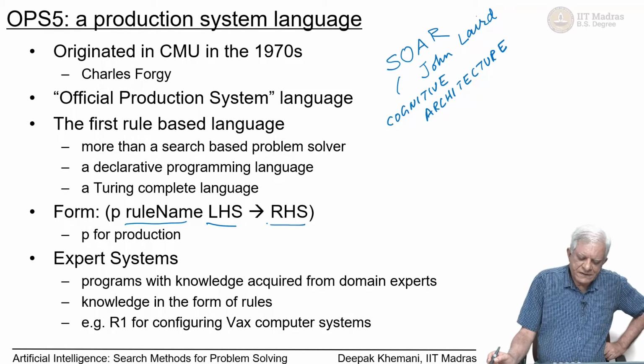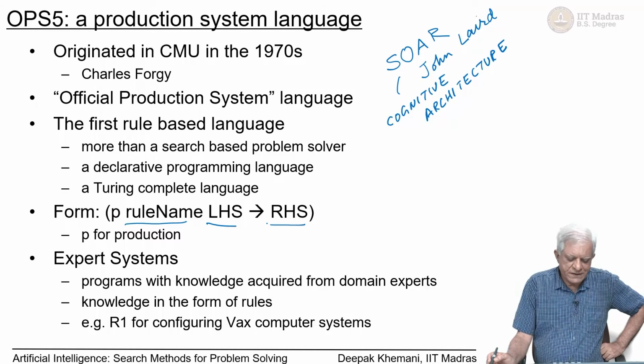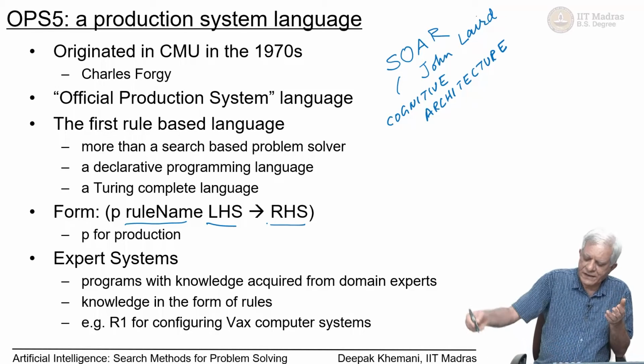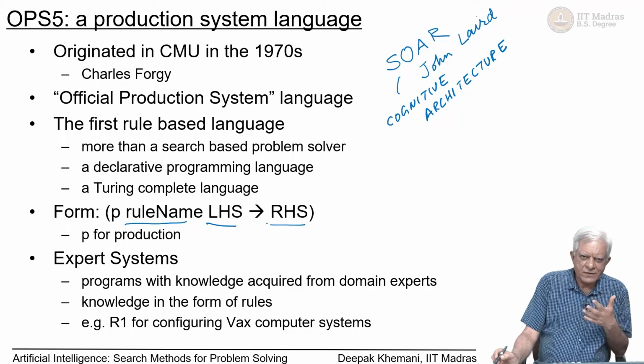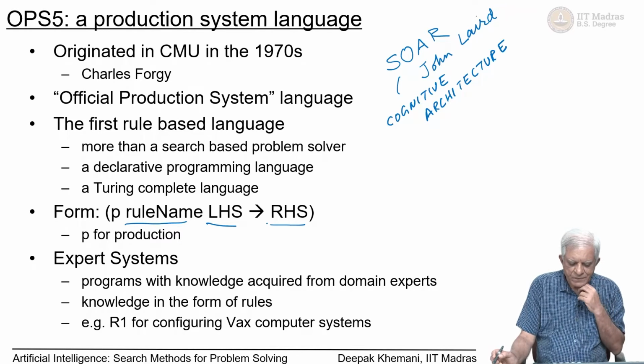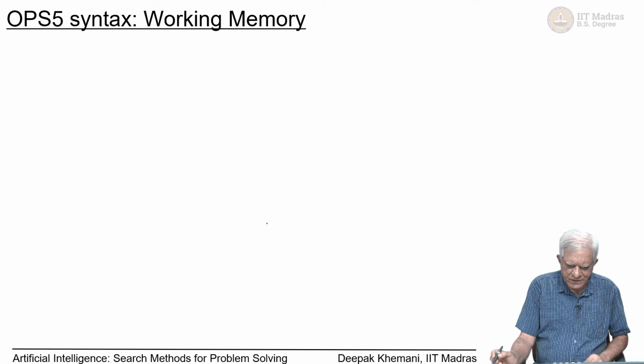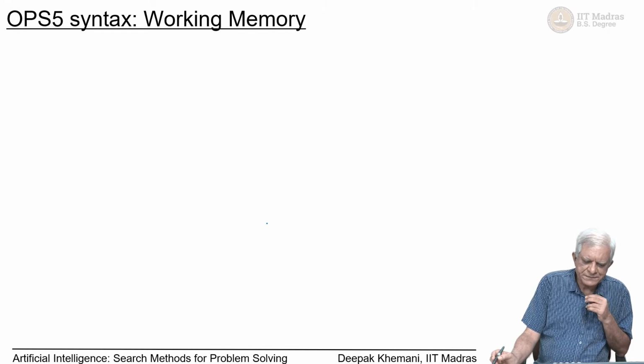We often use the term expert system. At least in the 80s we used the term expert systems, because these were programs which had knowledge acquired from domain experts. The whole idea was that the domain expert would express their knowledge in the form of rules, and then we would put those rules into a production system like OPS 5, and lo, we would have the knowledge to solve problems. One of the earliest systems was called R1, and we will look at an example of a rule from R1 in a moment.